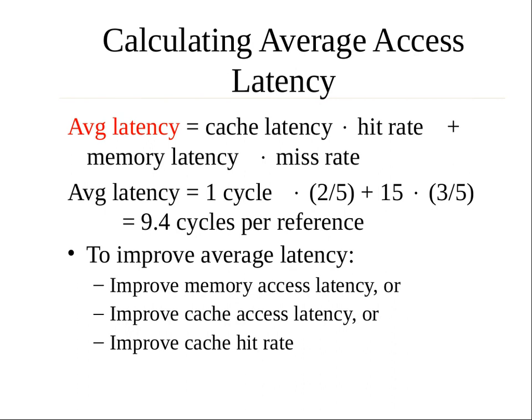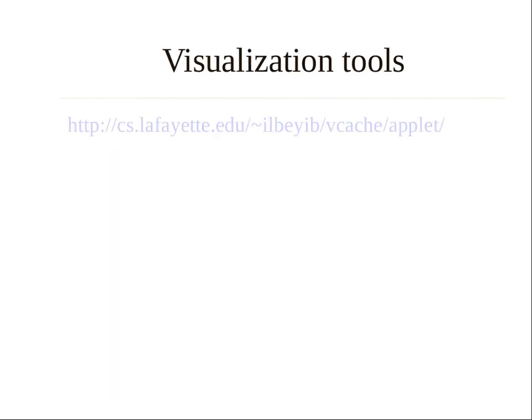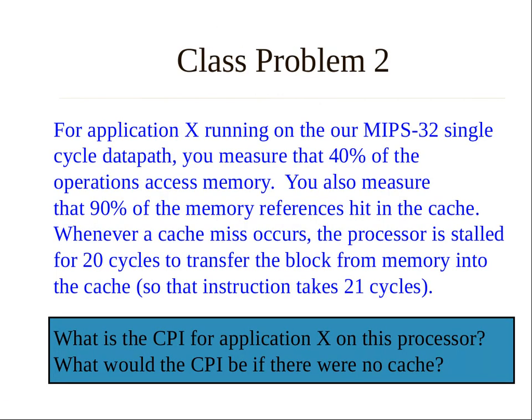We need to come up with different tools to improve the cache hit rate, because we want as many cache hits as possible. Whenever we access something, we want it to be in the cache. There's a visualization tool if you want to see it.